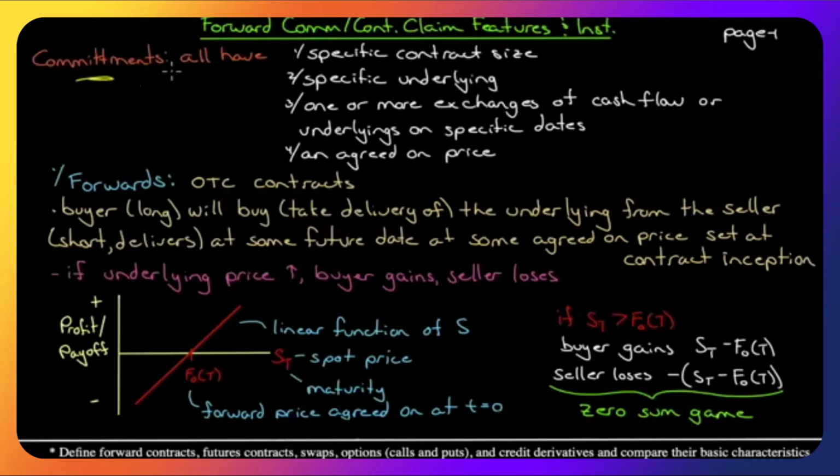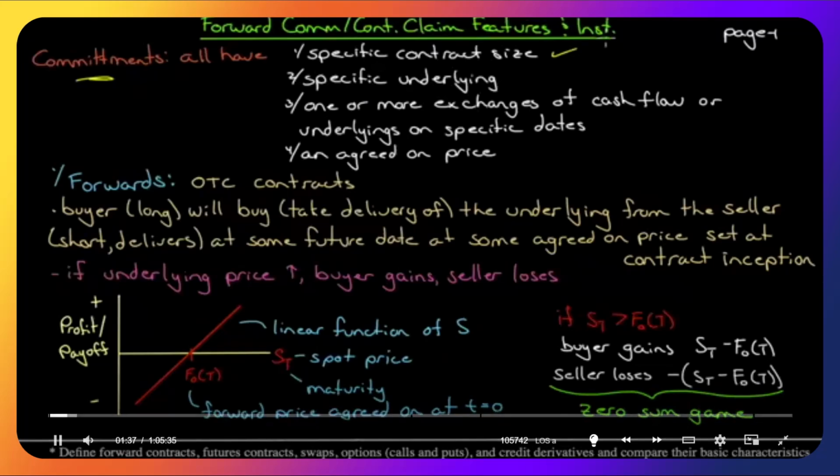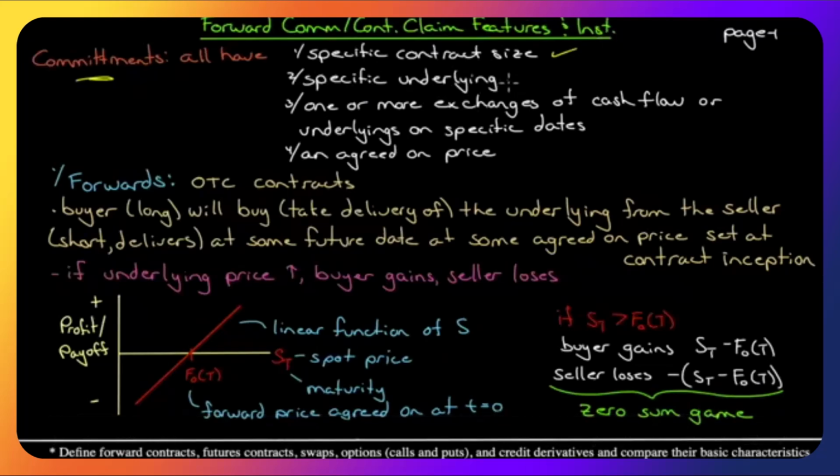With commitments, no money changes hands on day one. Commitments all have a specific contract size. You have to know exactly what you're contracting for, right? A specific underlying that is named, one or more exchanges of cash flow or underlyings on specific dates. Swaps are the ones that have more than one exchange of cash flows. But for the most part, forwards and futures are pretty much one exchange of cash flow or underlying at some future time. And they have an agreed on price.